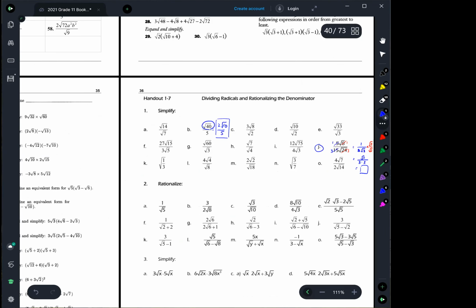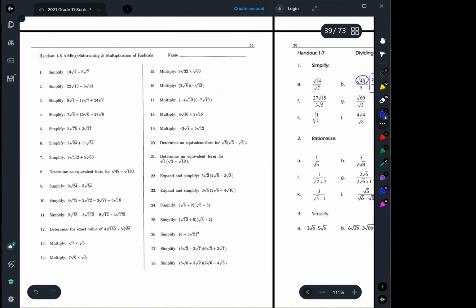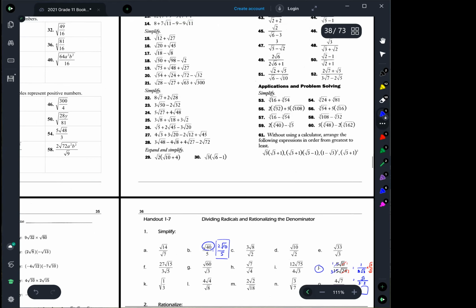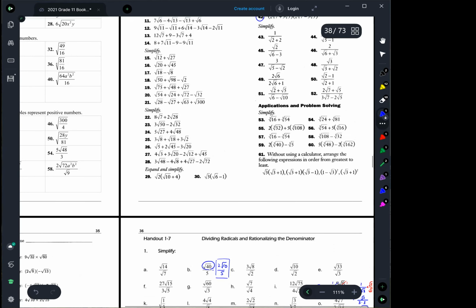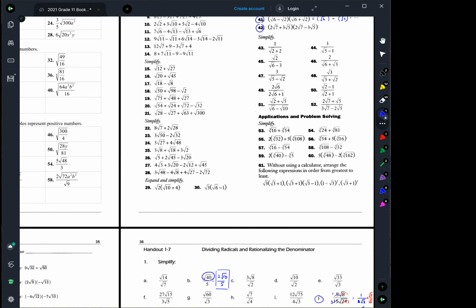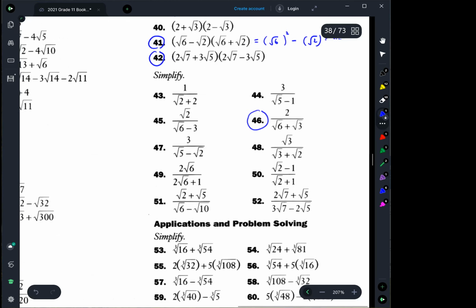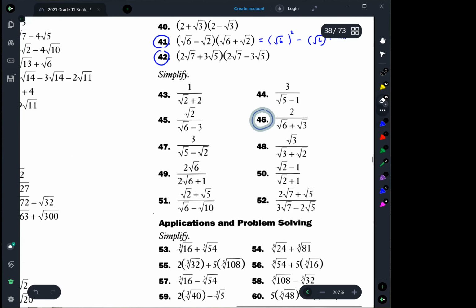And then you said the other one is what? 48 on page 36. I think it should be 34. Page 34. Yeah, 34. Question 46? No, 48. Okay, 48, over here.